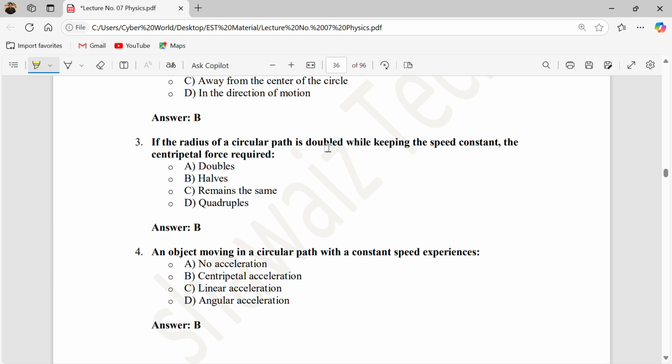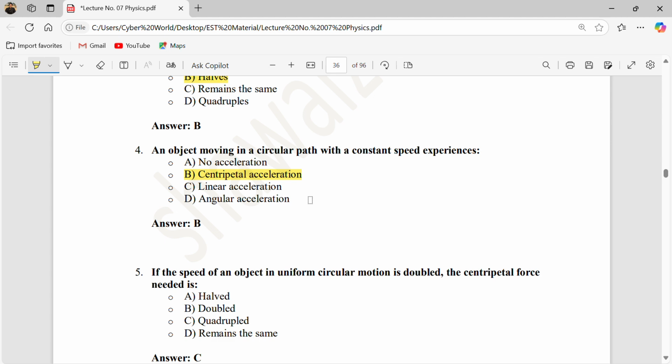If the radius of the circular path is doubled while keeping the speed constant, what happens to the centripetal force? We know the relation of centripetal force is mv squared divided by r. So if the radius is doubled, it becomes mv squared divided by 2r, which means the centripetal force is now halved. An object moving in a circular path with constant speed experiences centripetal force, because moving in a circular path at any speed, you have to experience centripetal acceleration.